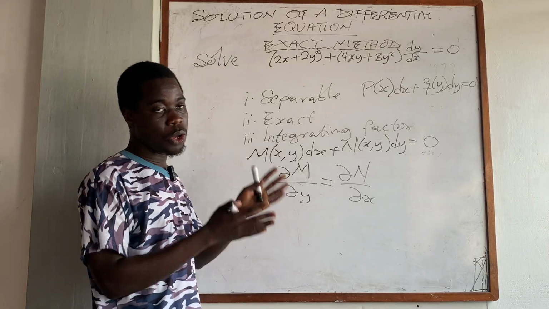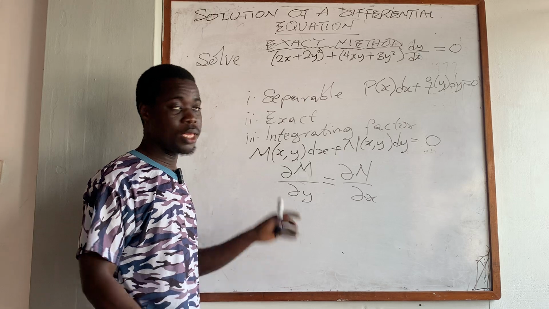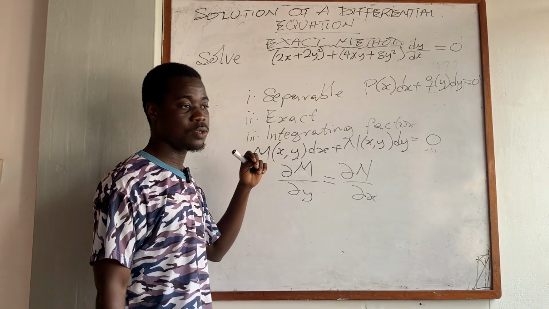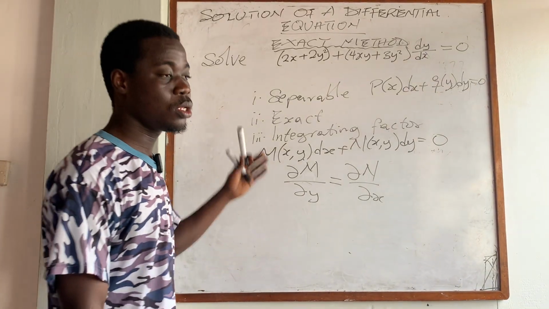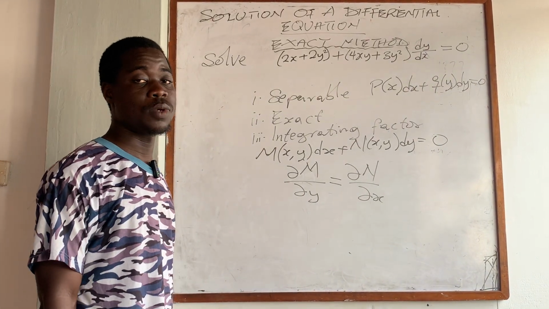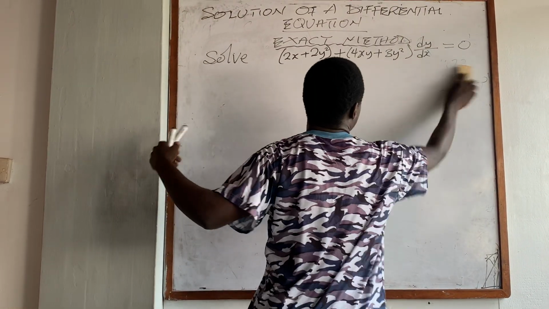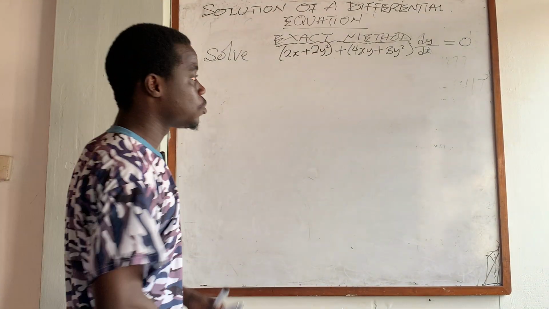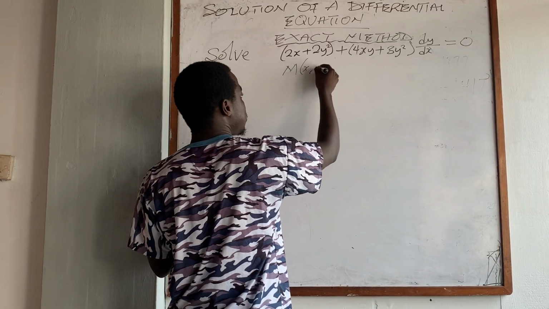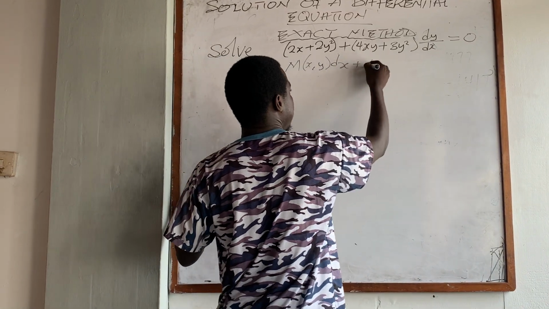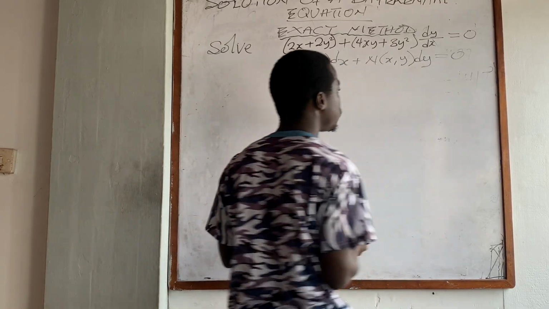With this question, because the unknown variable are mixed with the independent variable, there is no way we can use the separable method to solve. So here, let's check the exact condition and see if it holds. So if it holds, then we will use the exact method to solve this question. All right, so we are saying that with the exact method, we need to get something like this. M of xy dx plus N of xy dy, and it should be equal to 0.